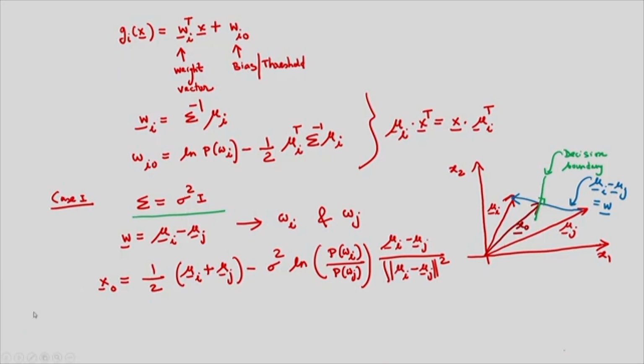Now let us go to case number 2. In case number 2, we are considering a non-diagonal covariance matrix.